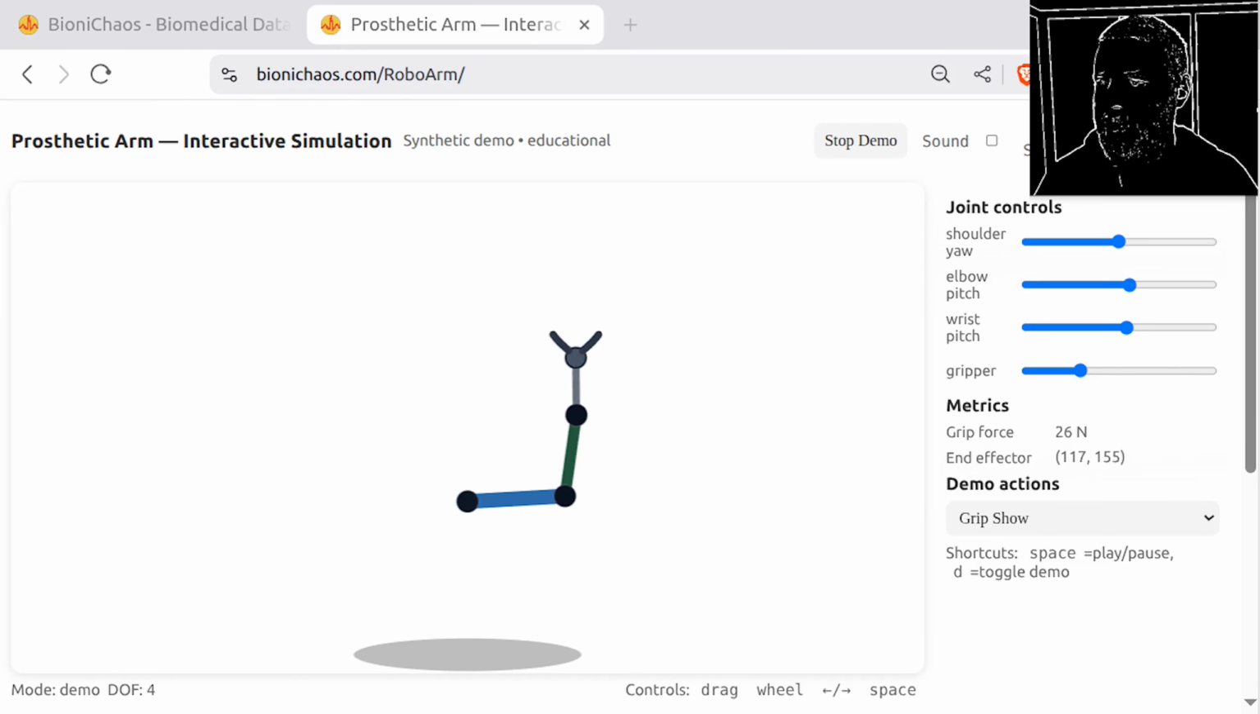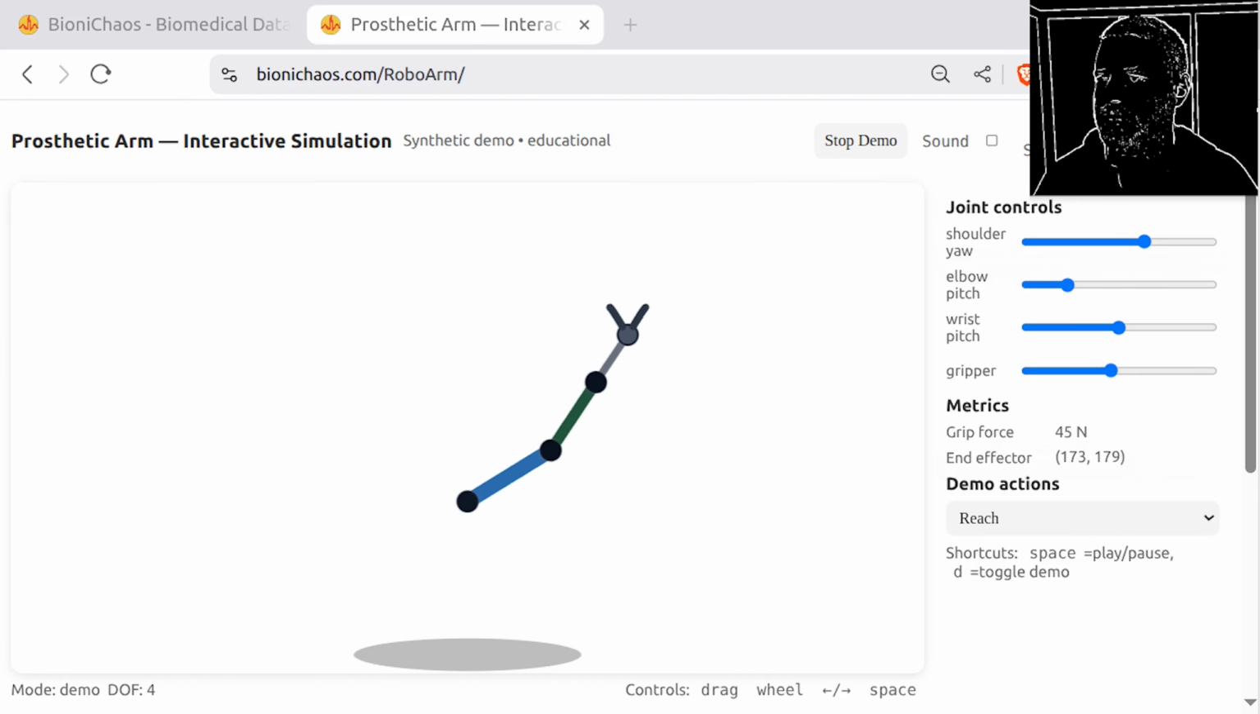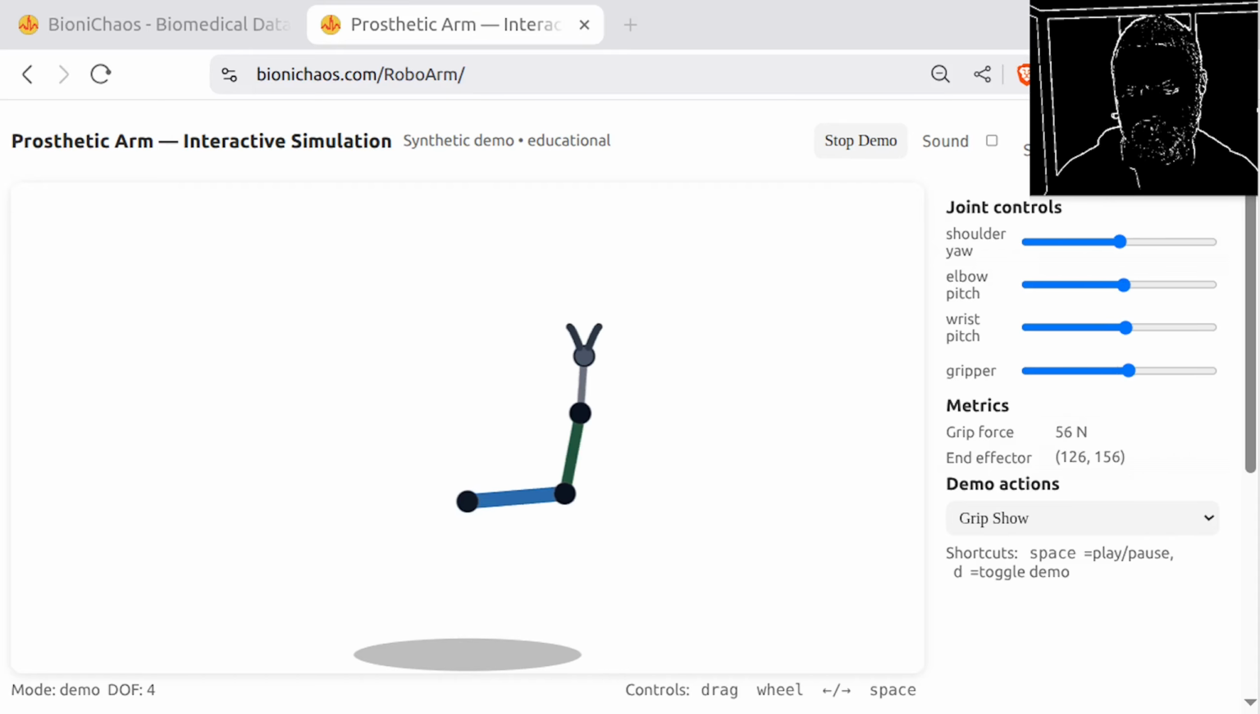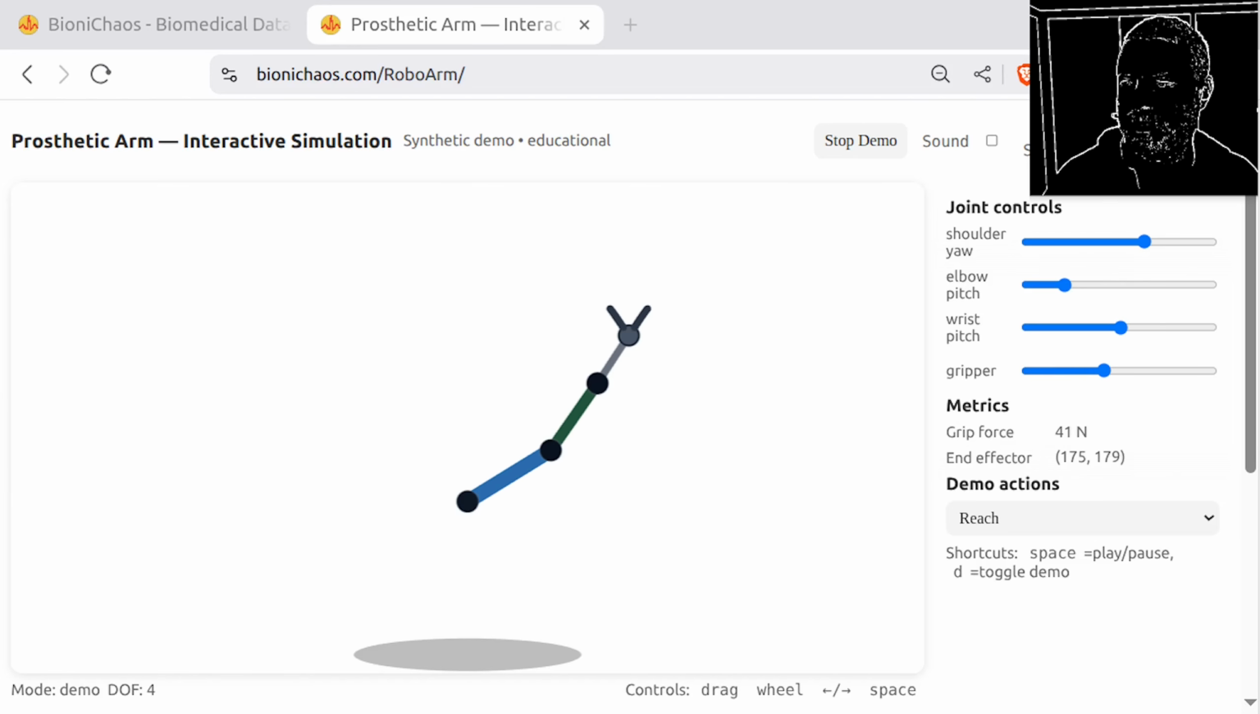It's highly likely that the manual control sliders directly influence the procedural animation and movement of the robotic arm, as indicated by the changes in grip force and end effector position. Analyzing the code could reveal the specific mappings and algorithms used to translate the slider values into joint movements. We could also explore data analysis techniques to better understand the relationship between these inputs and outputs over time.